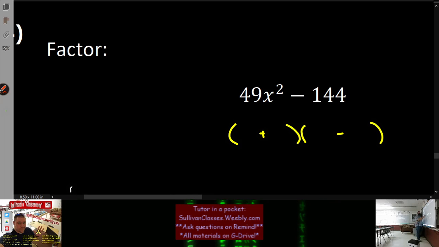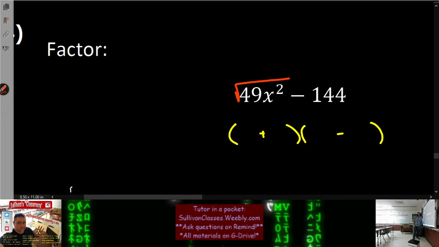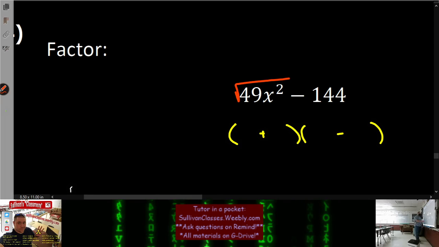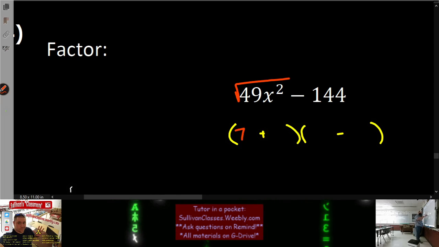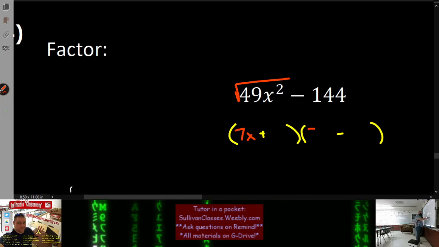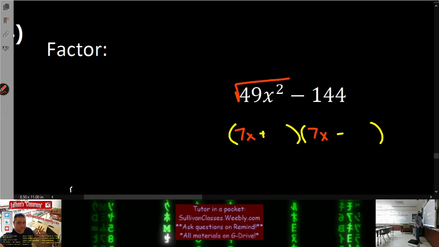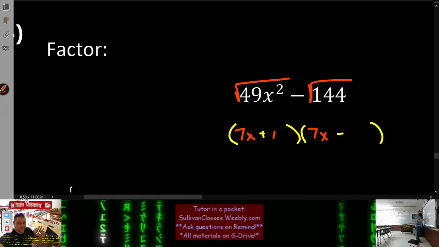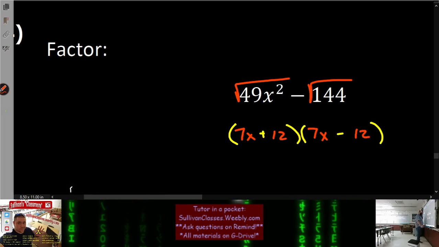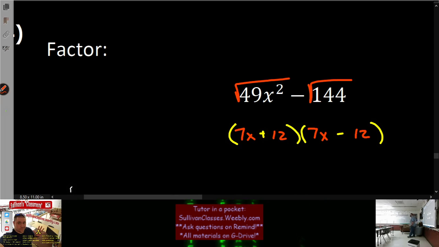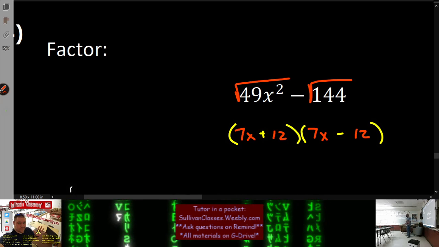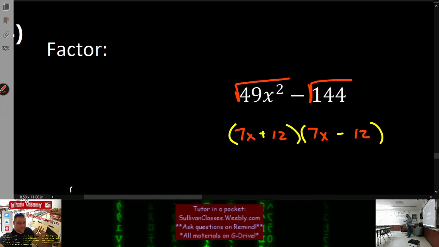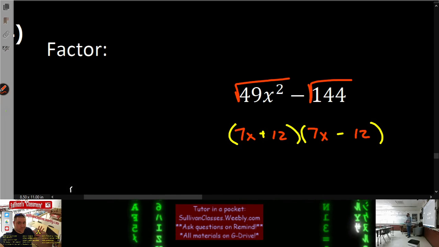It's nice and simple. Because it's a difference of squares, take the square root of each. What's the square root of 49? Square root of x squared? What is the square root of x squared? X. So that's what leads it off. The square root of 144 is what ends it. But it's important that you have the plus 12, then the minus 12, or minus 12 plus 12, commutative, doesn't matter. You have to be able to have both as their square roots of the original.